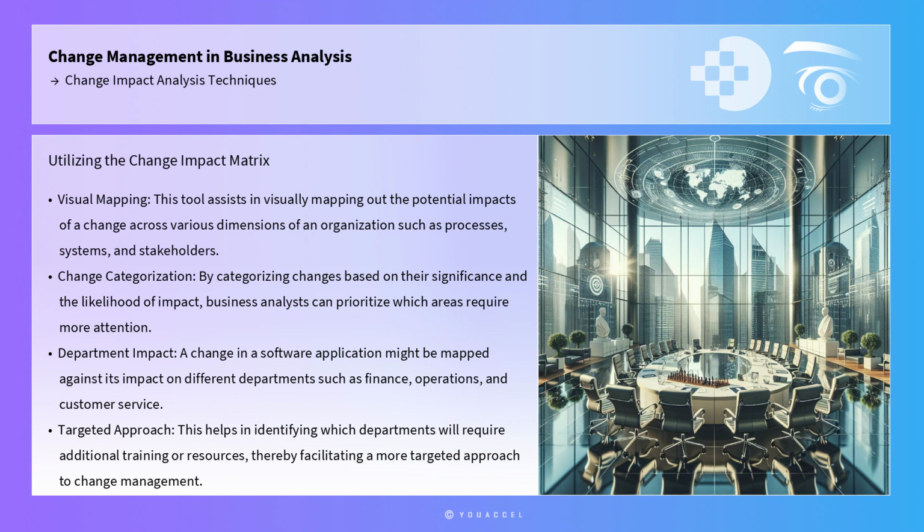By categorizing changes based on their significance and the likelihood of impact, business analysts can prioritize which areas require more attention. For example, a change in a software application might be mapped against its impact on different departments such as finance, operations, and customer service. This helps in identifying which departments will require additional training or resources, thereby facilitating a more targeted approach to change management.